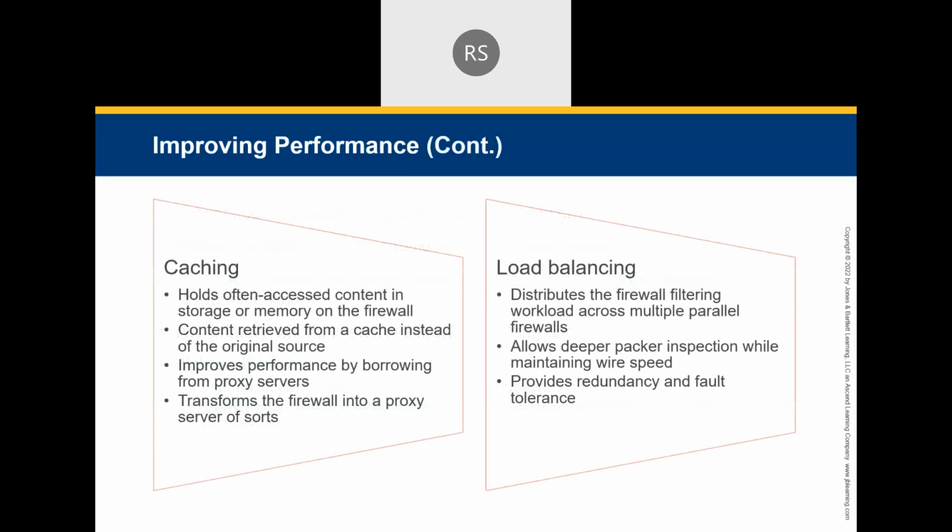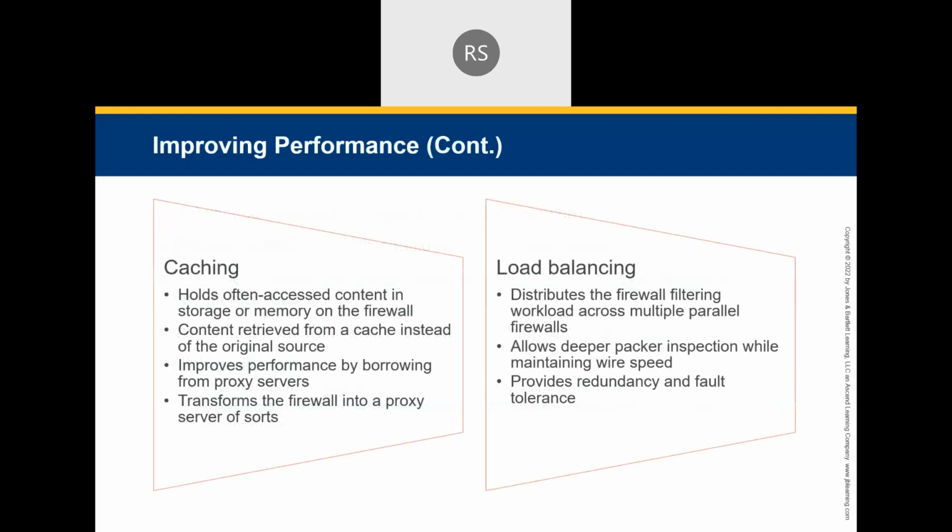Now, we've talked about caching in the last slide. Caching involves holding often accessed content in storage or memory on the firewall. So instead of fetching the content from the original source every time, the firewall retrieves it from its cache. This improves performance by borrowing from proxy servers, and it's quicker access. So it transforms the firewall into a proxy server of sorts.